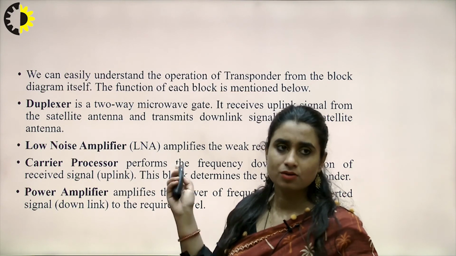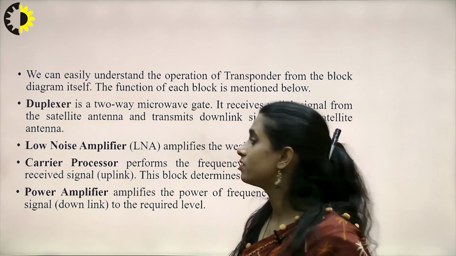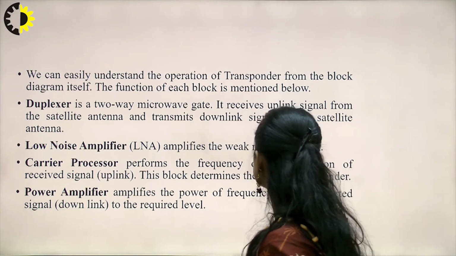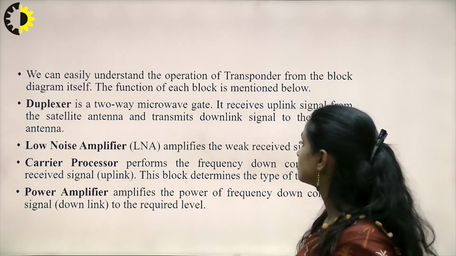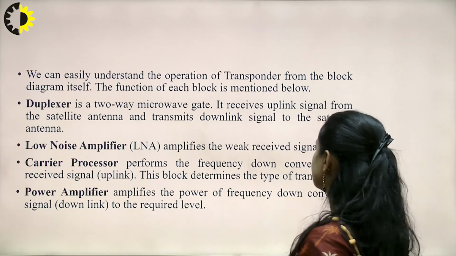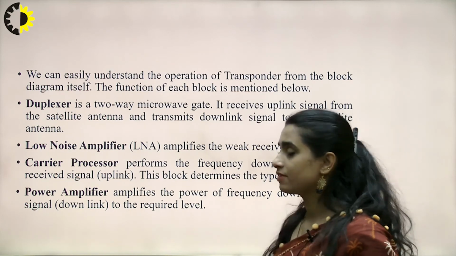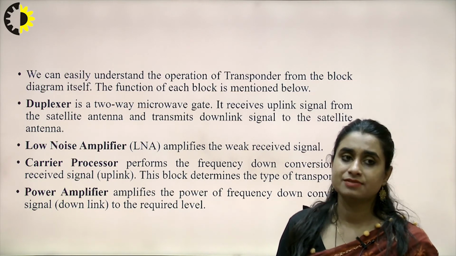So if we talk about the working of each block, the duplexer is a two-way microwave gate. It receives the uplink signal from the satellite antenna and transmits the downlink signal to the satellite antenna. We have a low noise amplifier. It amplifies the weak received signal. We have a carrier processor. It performs the frequency down conversion of the received signal.